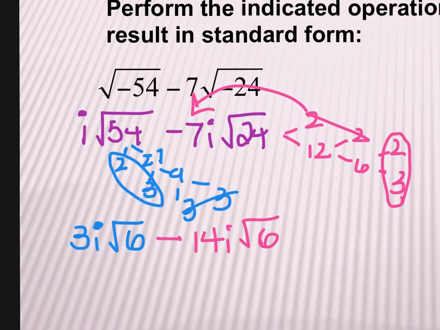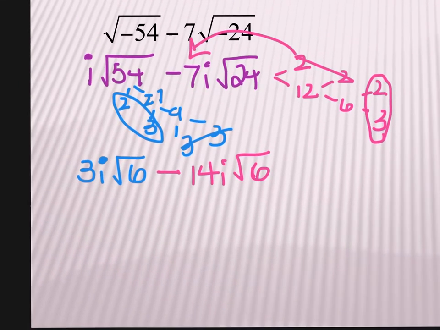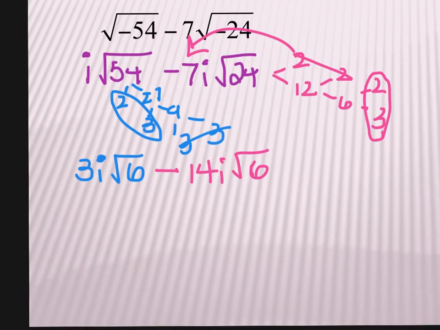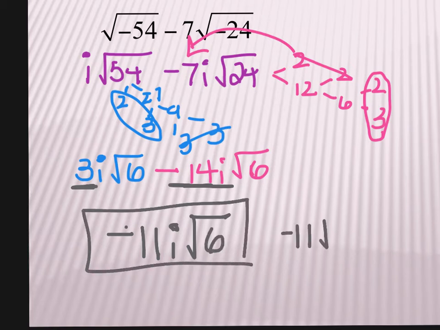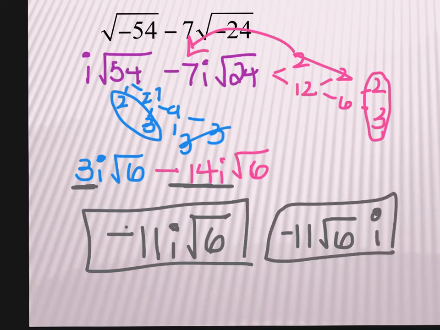So now these both have an i, and they both have a square root 6, which means I can combine them into 1. So I would do 3i minus 14i, or negative 11i, and then square root 6. So you can write it like that, or negative 11 square root 6 i. Just make sure that i is not underneath the square root.